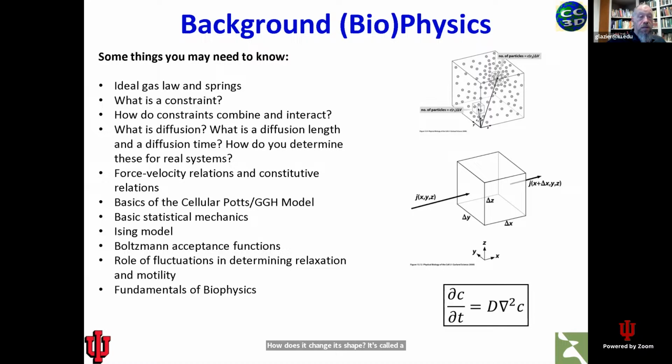The underlying mathematics of CompuCell is something called GGH or cellular Potts model. You don't absolutely need to know how that works, but it helps you understand, especially when things don't go right in your simulation. It's useful to know a little bit about how that works. Statistical mechanics, if you're interested in really the underlying back end of CompuCell: how fluctuations work in biology and in physics. And more generally, the fundamentals of biophysics, which tend to be related to what's called statistical mechanics. Although the single thing that you're most likely to need is to understand the diffusion equation.